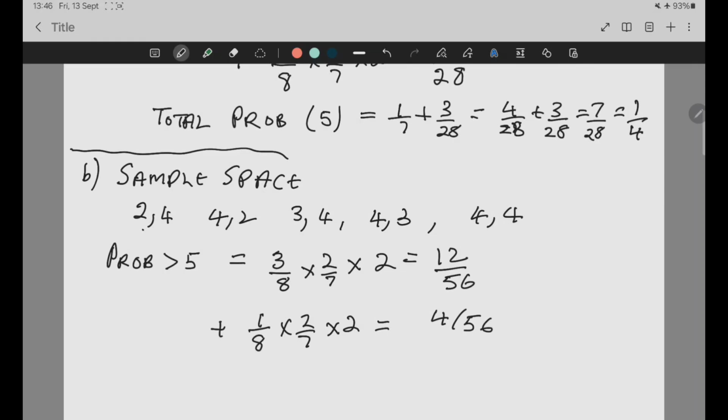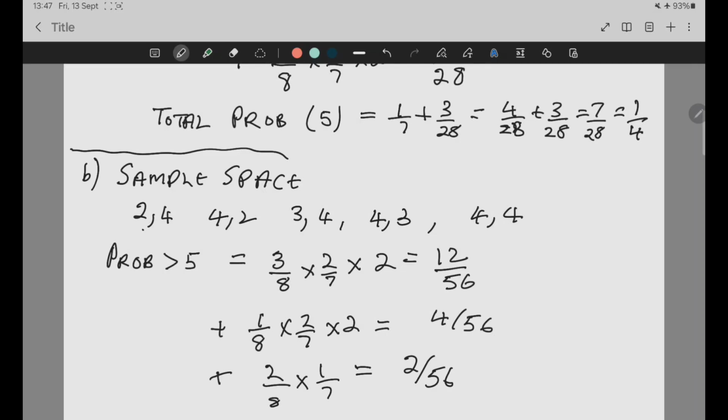And lastly, we've got just the 2 4s. Okay, that's 2 out of 8 for the first 4 and 1 out of 7 for the second. We don't multiply by 2 this time, because 4 and 4 is the same as the reverse order of 4 and 4, which adds up to 2 out of 56.